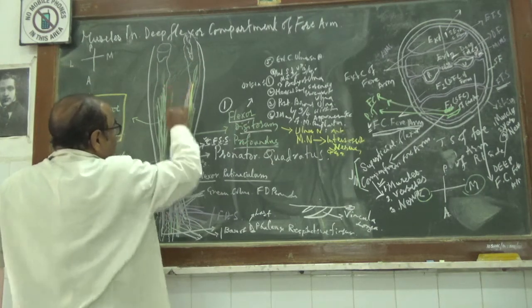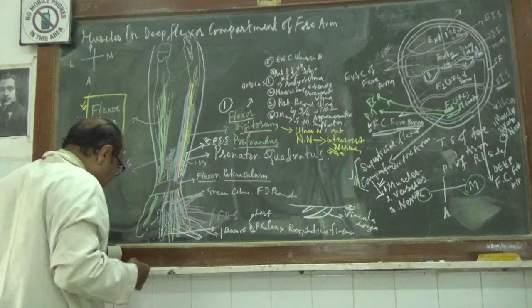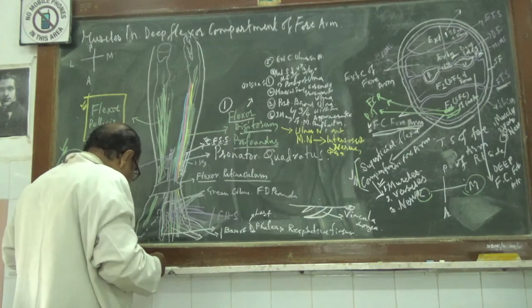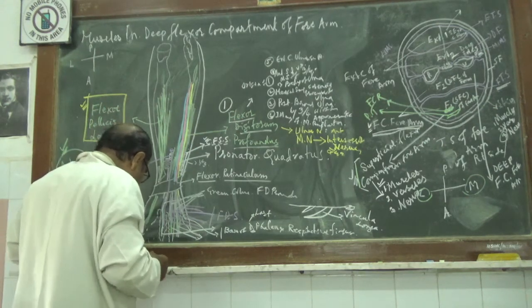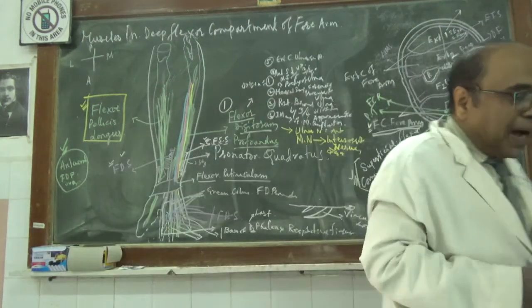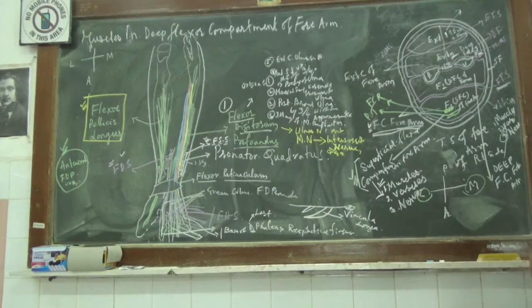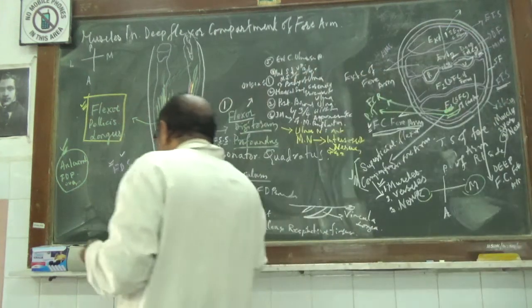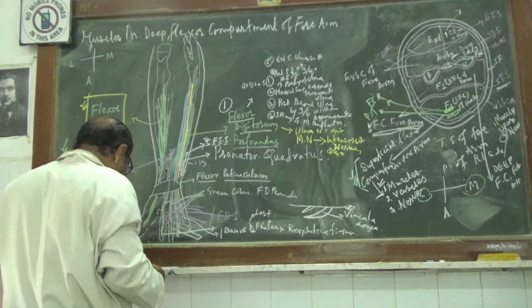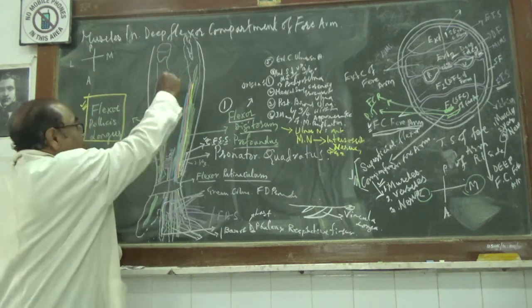It also takes origin from the anterior surface of the interosseous membrane, and this muscle also takes origin from part of the medial epicondyle of the lower end of the bone humerus.